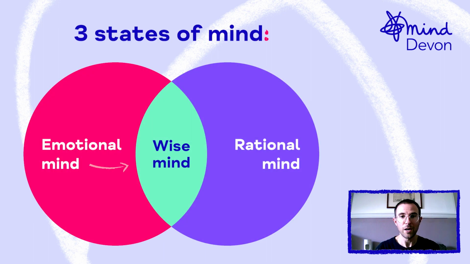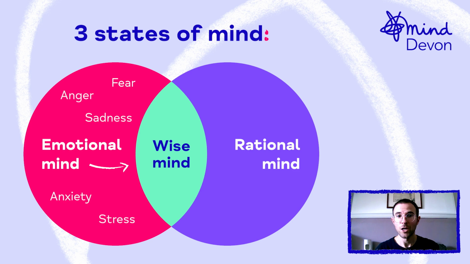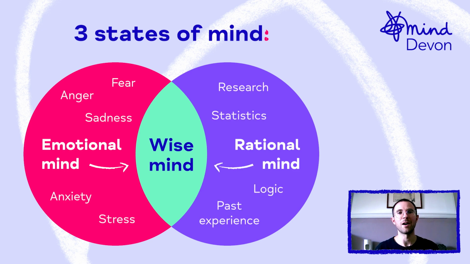move from emotional mind, when emotions are overwhelming, or rational mind, when emotions are disregarded, into wise mind. Wise mind allows for more adaptive and effective emotional regulation because it integrates both emotional and rational aspects of thinking and decision making.